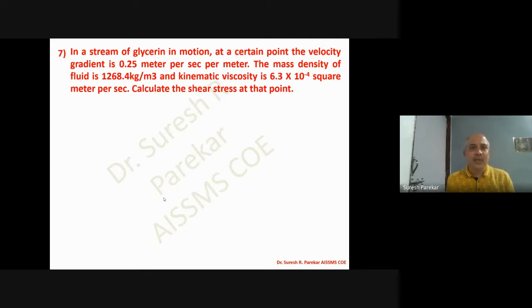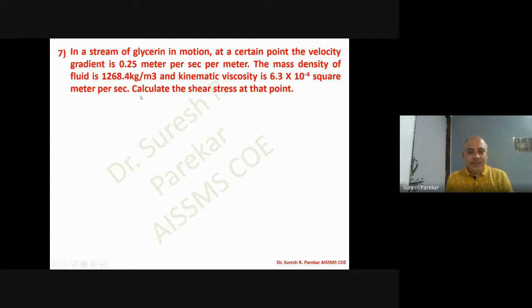So now, in a stream of glycerin in motion at a certain point, the velocity gradient is 0.25 meter per second. Means we have been given du by dy. The mass density is given as 1268.4 kg per meter cube, and kinematic viscosity is 6.3 into 10 raised to minus 4 square meter per second. Calculate the shear stress at that point.